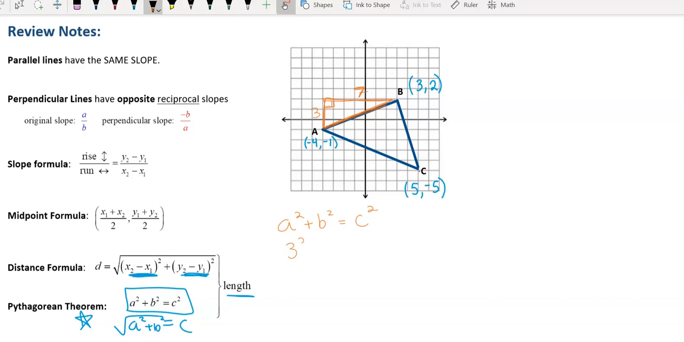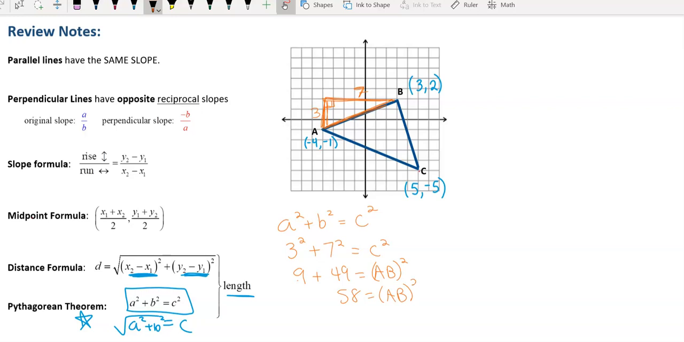So a is 3, b is 7, and then we're looking for c. C is AB, so if you wanted to write AB squared instead of c squared so that you knew what you were finding, you could do it that way. Okay, so 3 squared is 9, 7 squared is 49. We get 58 is AB squared.